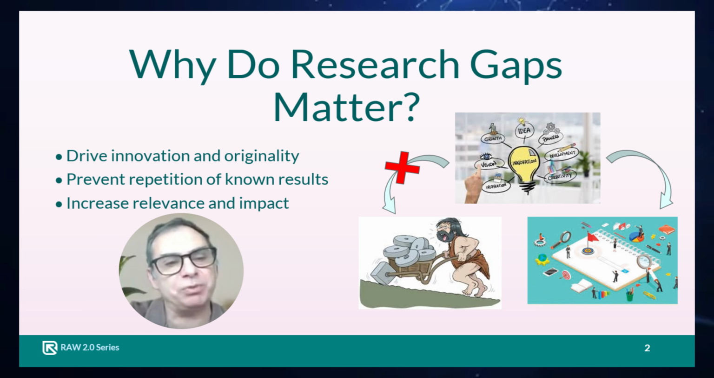And the second is to prevent repetition of known results. We see the guy here from a prehistoric era. This guy is trying to reinvent the wheel, so we cannot do that, right? We need to save time. We cannot do something that is already done, right? And everything is done in the direction of increasing relevance and impact. So it's something that people are going to use. It's going to be good for people, for the planet, for the environment, for everything.